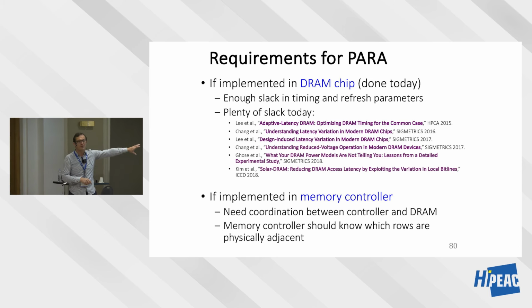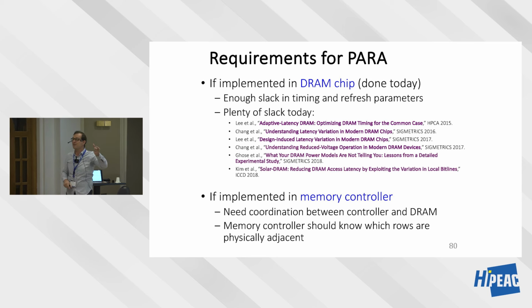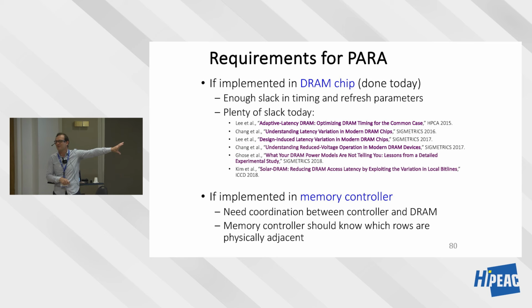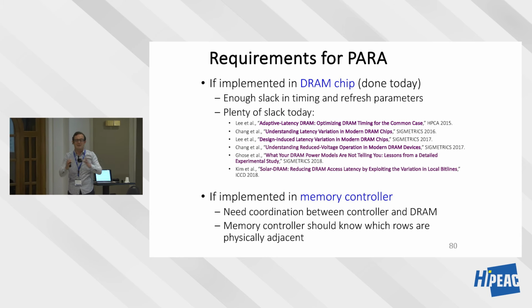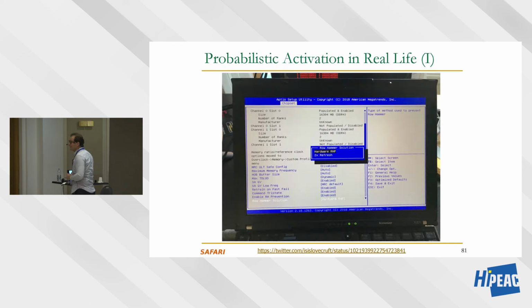This was our original proposal, and we proposed that the memory controller should actually have information about which rows are physically adjacent. I still believe that. I still think that the memory controller should be given this information, and the memory controller should be designed more tightly with DRAM. And again, if you do it in the memory controller, you could actually get good results. And Intel did it in the memory controller.